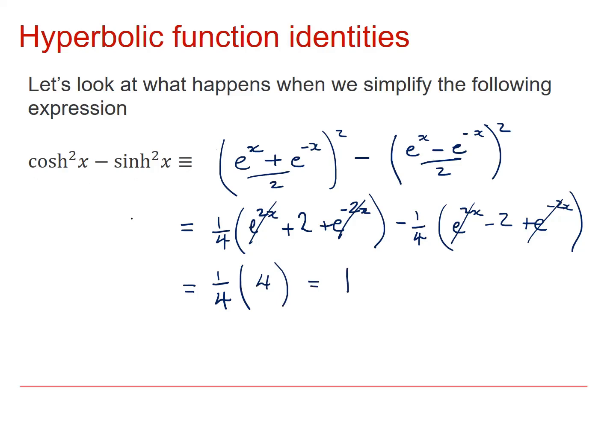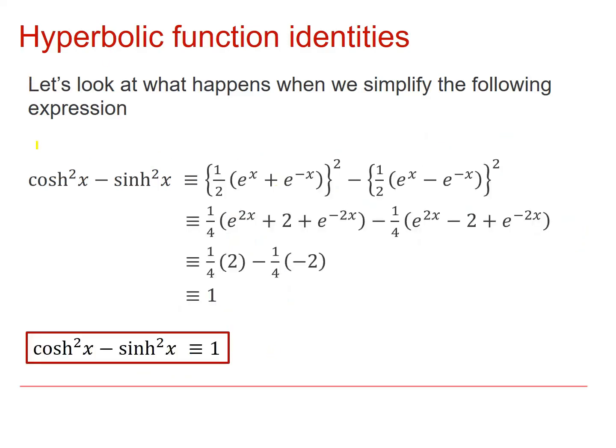So cosh squared x minus sinh squared x is 1. That's an identity, it's true for all values of x. And just for a second, think about this one, which we know for trig functions. These are very similar. The only difference is the sign here. So very similar identities, watch out for the signs.